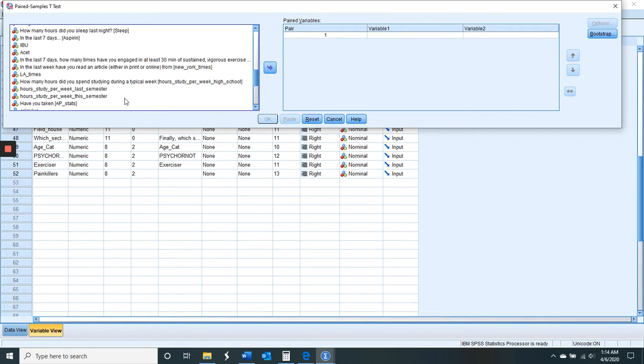So since I think people study more now versus high school, I'm going to first click. It says hours study per week this semester. I just click it. I won't double click it because it's been acting a little bit weird, but you can just click it over. See, it goes into variable 1 and it says, oh, variable 2. So for the same people, I wonder if that differs from how much they studied in high school. So here's a variable in terms of how much they studied in high school. So for every person, we're going to compare how much they studied now this semester in college versus high school during a typical week. And so let's press OK.